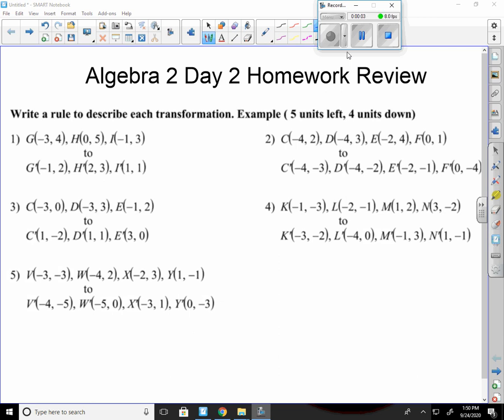Okay, today I'm going to go over some homework here. This is the first homework assignment you had, Algebra 2, Day 2. The first one you had was the translations. That was a Google form. And this was our next assignment.